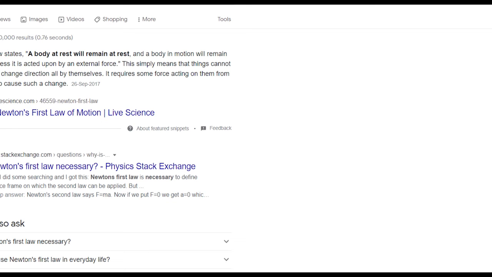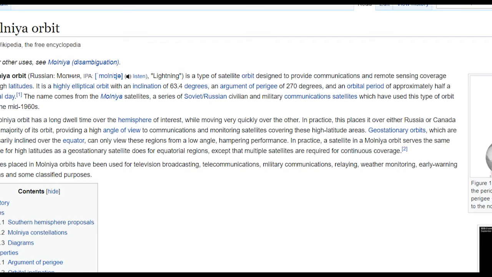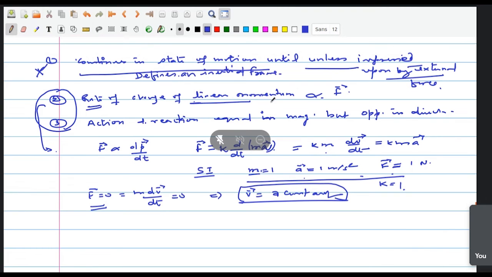The problem is that the first law basically defines an inertial frame. The second law is valid only in an inertial frame. It is not valid in a non-inertial frame. You cannot apply this law to an object in a non-inertial frame. So you should apply the second law only once you have got an inertial frame. And this is what the first law is stating.